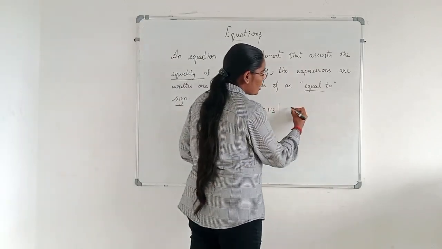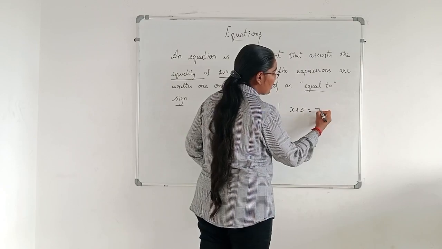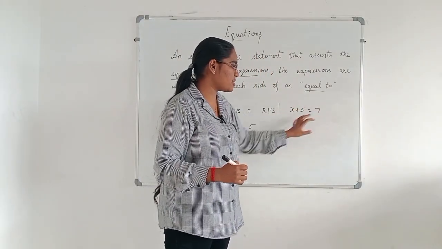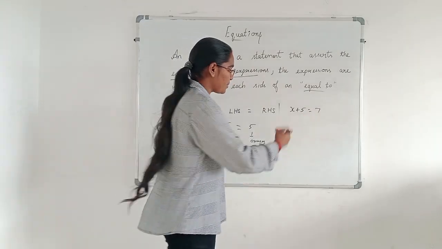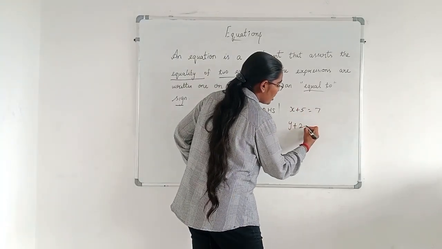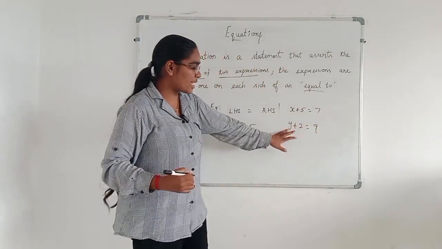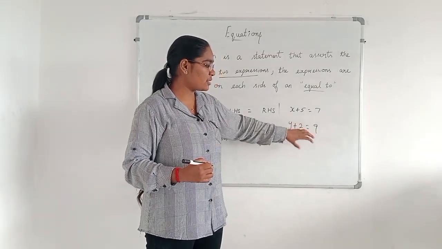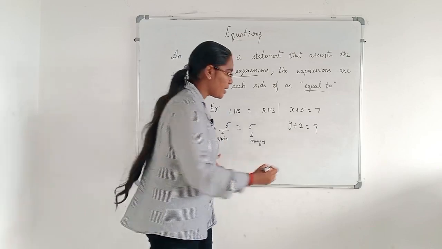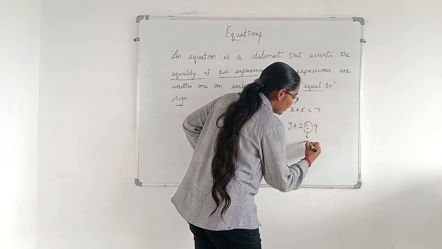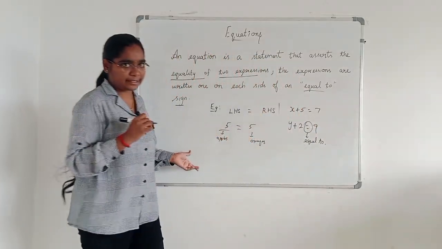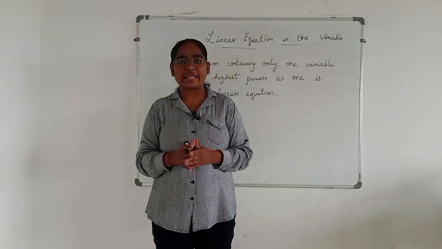Another, using algebra, x plus 5 equal to 7. So here the meaning is this expression and this expression are equal. In a similar way, y plus 2 equal to 9. So this expression and this expression are equal. Usually we denote that equality by this equal to sign. Right, that is the idea about an equation.